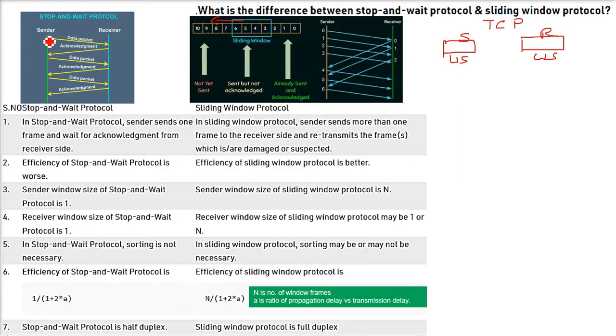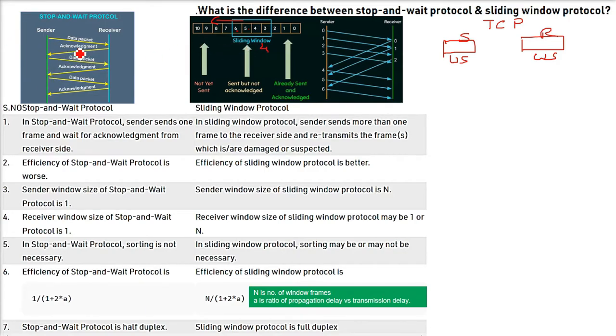In stop and wait protocol, the sender sends one frame and just waits endlessly for acknowledgement. If it comes, it's okay. Otherwise, it will wait. The efficiency of stop and wait is worse. Why? Because if the acknowledgement doesn't come back, what will happen? It will wait endlessly. The efficiency of sliding window protocol is better, because if you go into the detail of sliding window protocol, you will see that the window will slide also, and there will be some retransmission going on.